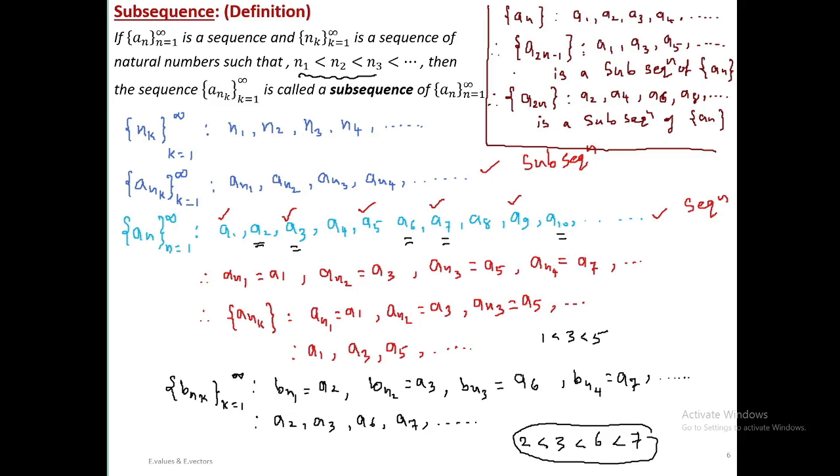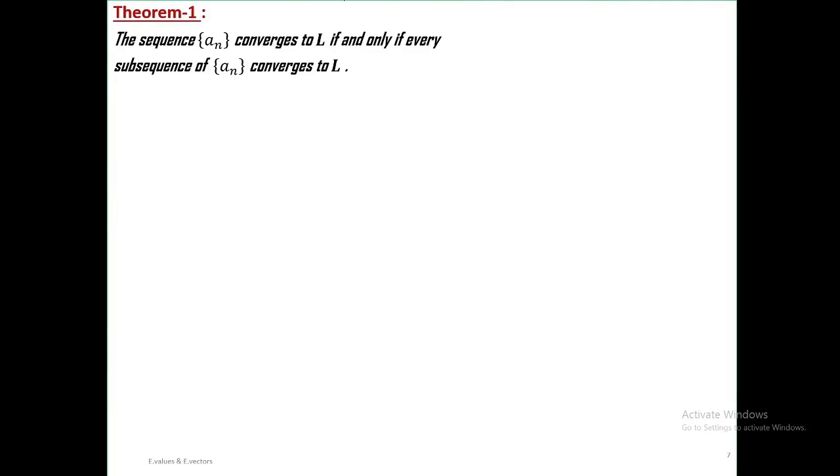Let us do some theorems based on this subsequence. Now, theorem number 1. The sequence an converges to L if and only if every subsequence of an converges to L. So if the sequence an converges to L, which is given to us, then every subsequence of an also converges to L. Now give me one subsequence. Let us write a2n minus 1. This is one of the subsequences of an, and this also converges to L.